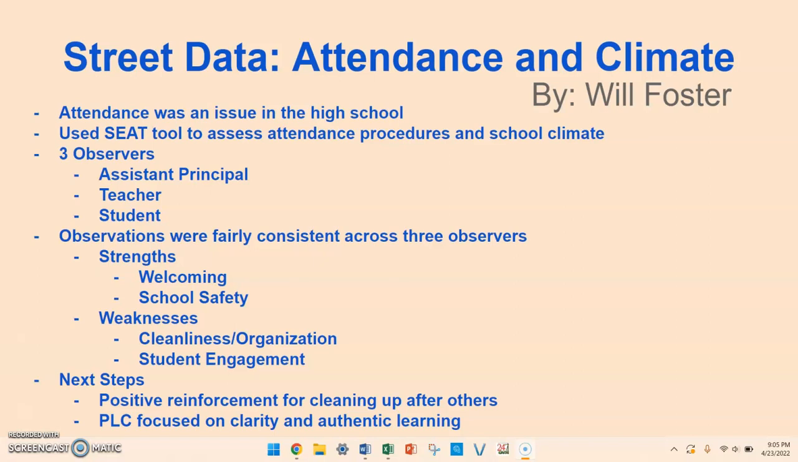After that, the next steps looked at some solutions to these 2 weaknesses. The first, the group came up with positively reinforcing cleanliness and students cleaning up after others in the lunchroom and in the hallways, and trying to reward those students who take time out of their day to do that. The second was professional learning communities, specifically focusing those on clarity of instructions and expectations within classrooms, and a focus on authentic learning in those classrooms, all aimed at increasing student achievement.